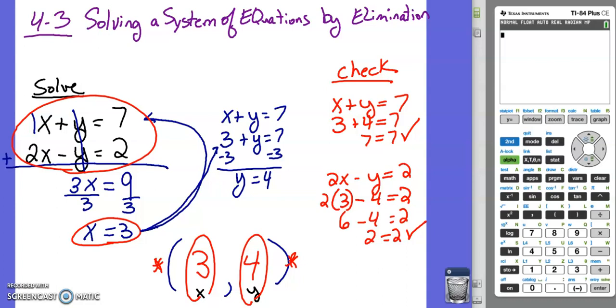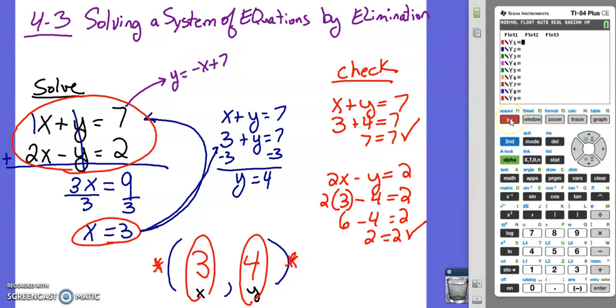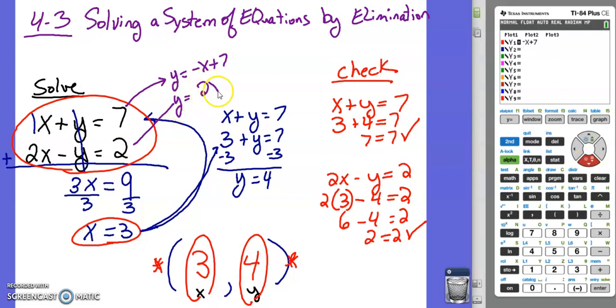And then again, I showed you a way to triple check this on your calculator. If you solve for y equals mx plus b on both of these, you can check them on your calculator. So if I took this equation and solved for y equals mx plus b, I'm going to get y equals negative x plus 7. And so if I come over here and type that in, and then solve for y equals mx plus b on this one, I'm going to get y equals 2x minus 2.